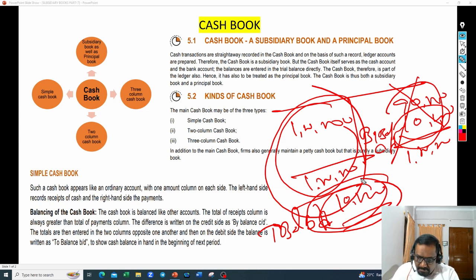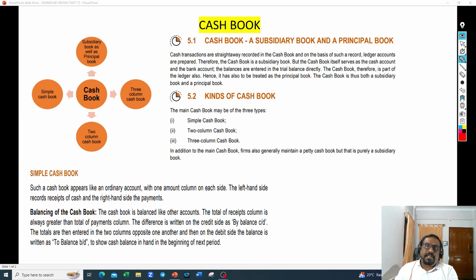Clear? Right. Now, how many types of cash books are there? You have the simple cash book, which looks just like your cash account. You don't find any difference there. Then you have the 2-column cash book. We will discuss what those 2 columns are, what the format is, and how we record those transactions, in detail when we get to that type. Then we also have the 3-column cash book, with 3 columns on both sides. We will discuss that as well.